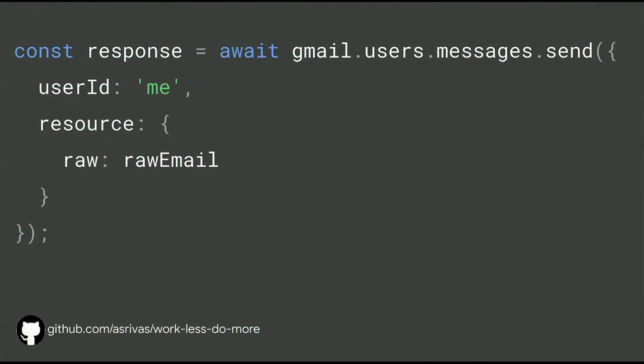So just like in the backend with Node.js, we have client libraries on the front end. And then for Gmail, if you want to send an email, it's really straightforward. Gmail.users.messages.send. You have to include your raw email here. That's just base64 encoded of your content, which could be plain text or HTML.